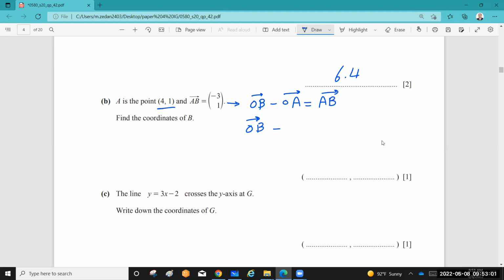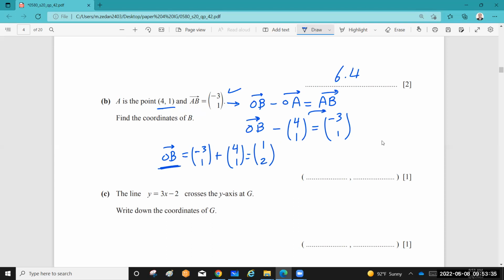Simply take the point A, and write it as a column vector, (4, 1). This is the position vector of point A. The AB is given before. Yes, the AB is this one, (-3, 1). So by moving the vector (4, 1) to the other side with the opposite sign, the vector OB is simply (-3, 1) plus (4, 1), which gives you (1, 2). If the position vector of point B is (1, 2), the coordinate of the point B itself is (1, 2) also.